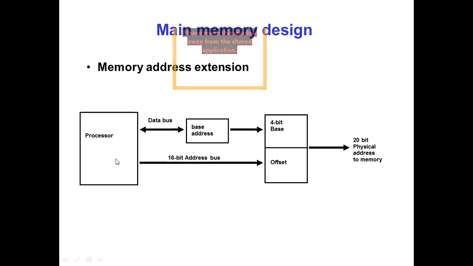Now memory address extension. Just see only this block diagram. This is the processor, CPU, central processing unit, and here you can see the RAM. So 4-bit base offset. How will you get the 20-bit physical address to memory here? So this is the data bus. So base address and the data bus, and this is a 16-bit address bus. So in which processor do we have the 16-bit address bus? Any idea? Address bus and data bus. Any idea about this?